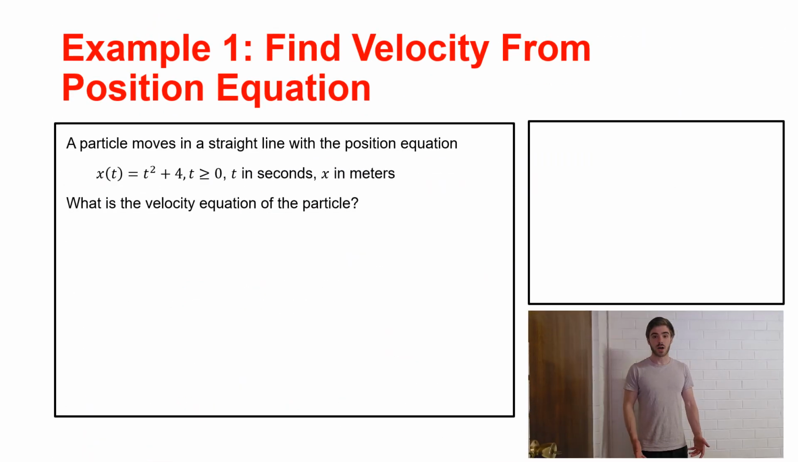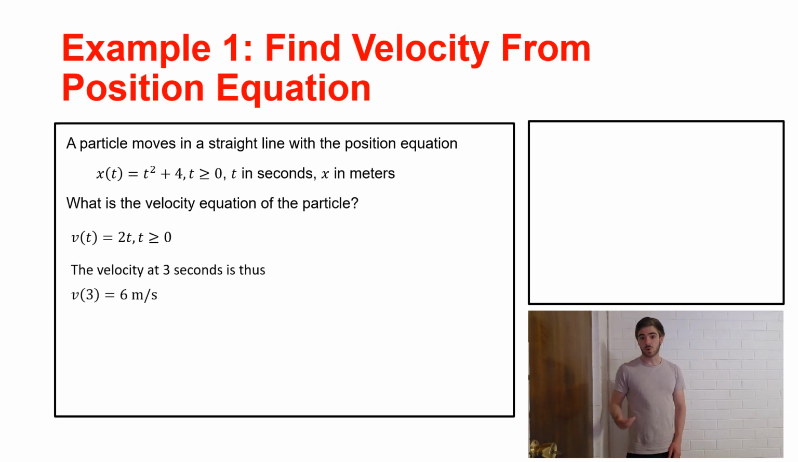In this example, our position equation is just a quadratic. If we want to find the velocity equation from this, all we're going to do is find the derivative of our quadratic. For example, if I want to know the velocity 3 seconds into the journey, then all I'm going to do is sub in t equals 3 into my velocity equation. And that's going to give us a velocity of 6 meters per second.